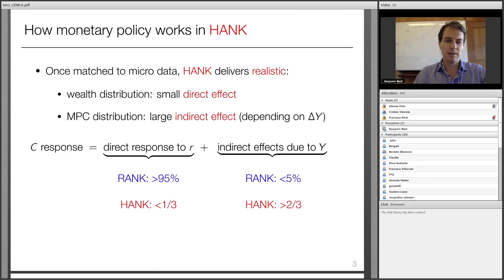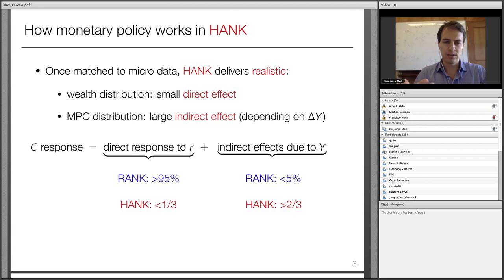The key thing at a meta level is that this overall responsiveness is going to depend on all sorts of little things that wouldn't matter in a RANK model. In particular, it's going to depend on everything that determines what happens to household disposable income, because that's what really matters for the consumption response. There's a lot of different things like this. For example, it matters what investment does. It matters how fluid labor markets are, and so on.